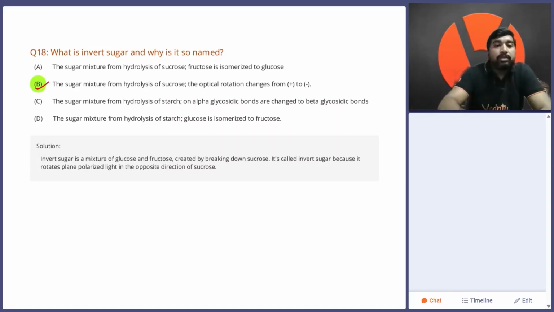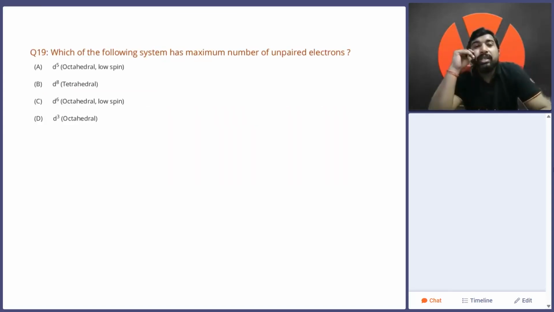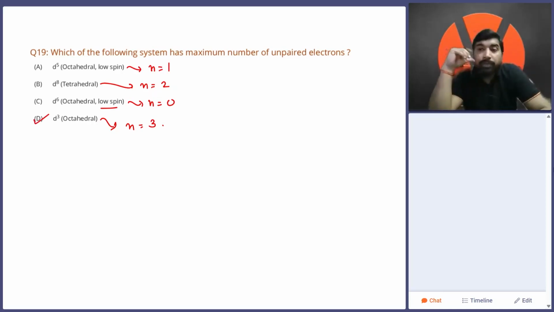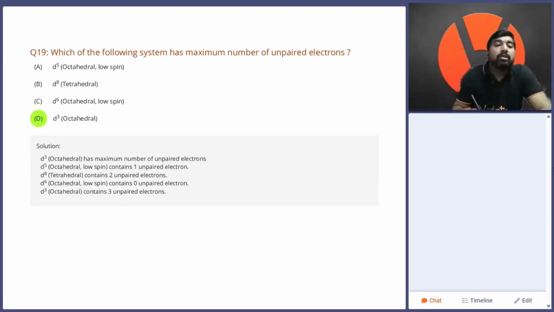So we need to discuss question number 19. Which of the following systems has the maximum number of unpaired electrons? In the case of d5 octahedral low spin, the number of unpaired electrons is n equal to 1. In d8 tetrahedral, n is equal to 2. In the case of d6 low spin, n is equal to 0. And in the case of d3 octahedral, the number of unpaired electrons is 3. So from here we can say D is the right answer because it has the maximum number of unpaired electrons, that is 3.